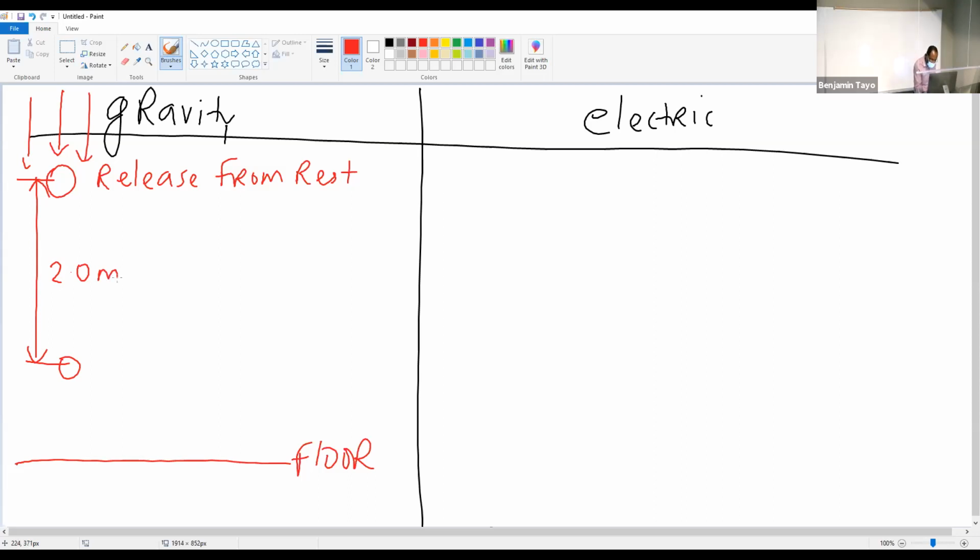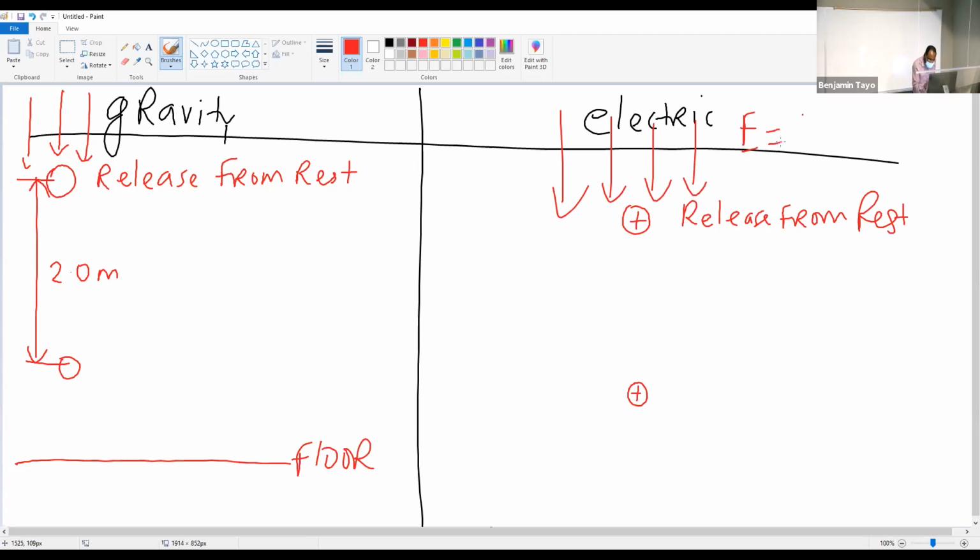And then the same thing is here. So now you only have a positive charge. Again, you want to release from rest. In the presence of a uniform electric field, I'm just going to say that the uniform electric field has a magnitude of 100.